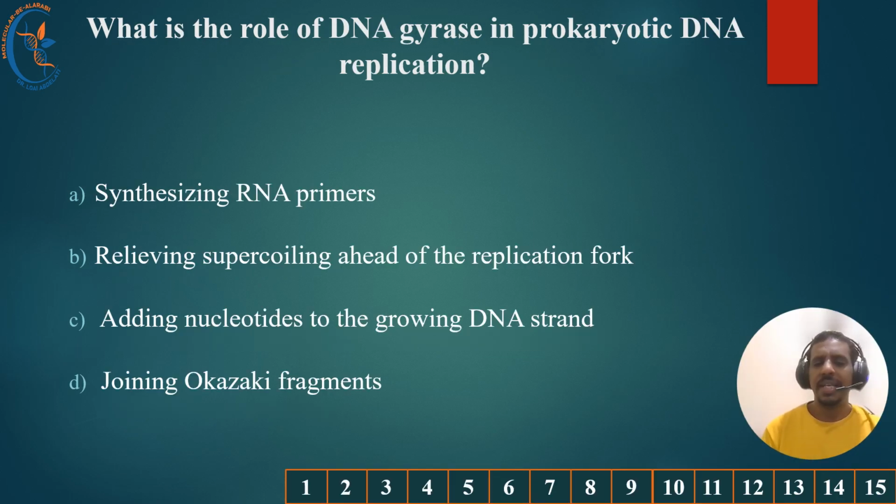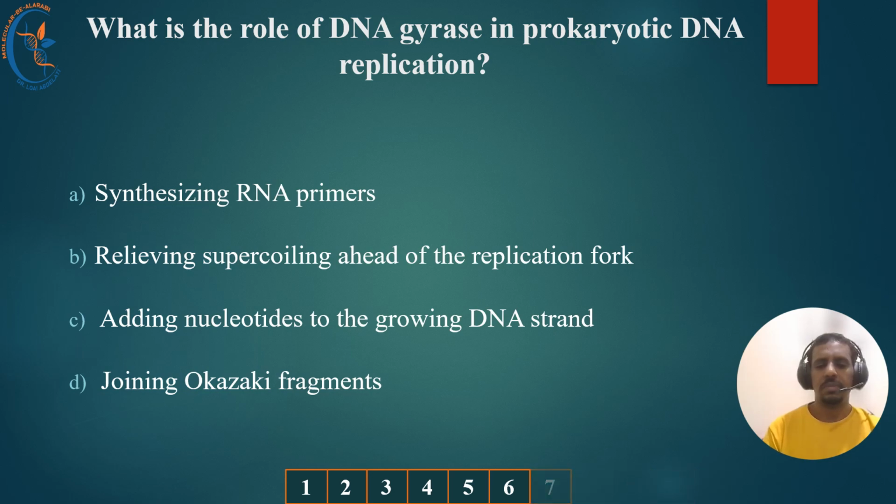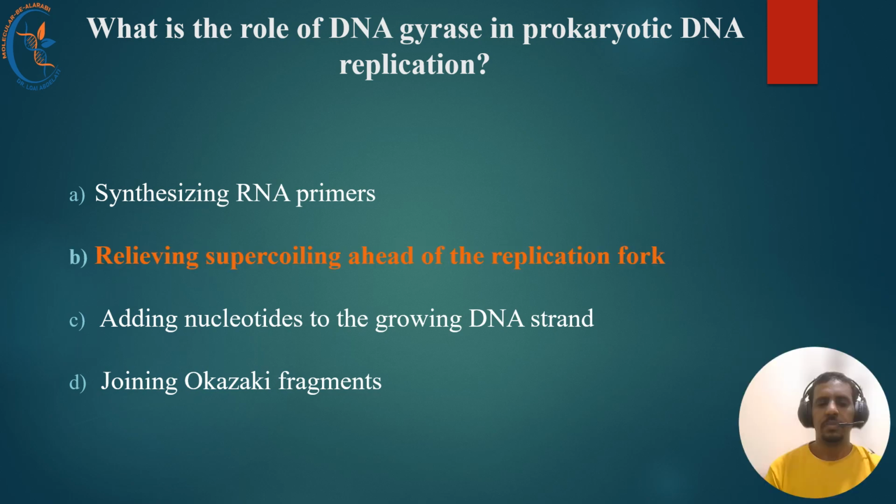What is the role of DNA gyrase in prokaryotic DNA replication? Actually, DNA gyrase is a type of topoisomerase that relieves the supercoiling tension that forms ahead of the replication fork during DNA replication. So the correct answer is relieving supercoiling ahead of the replication fork. All right, let's move on.